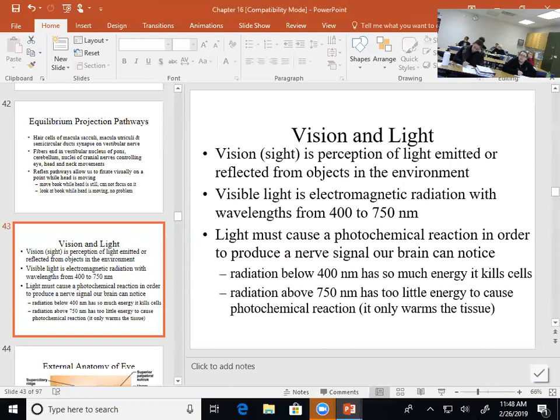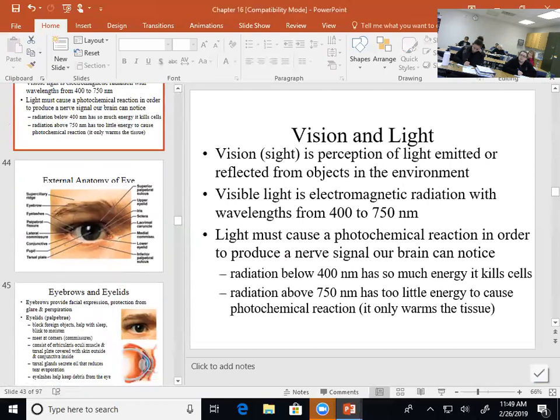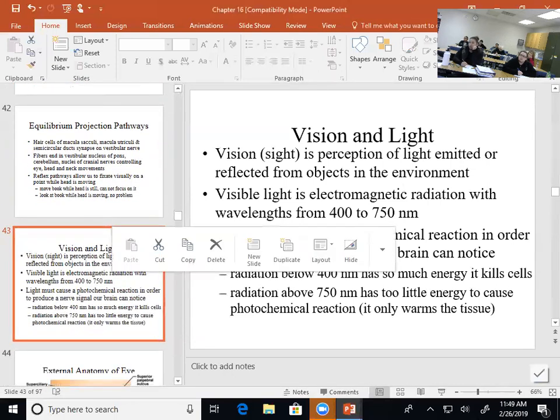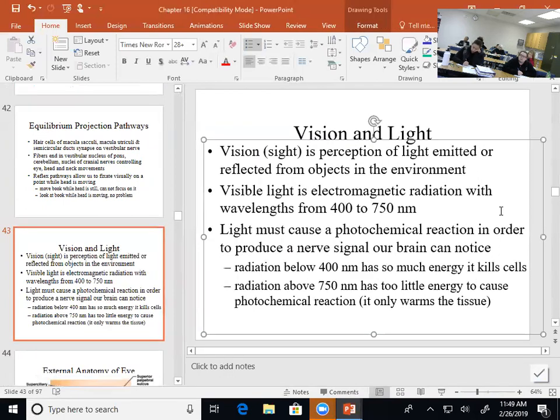The visible light spectrum is in your book. It is measured from roughly 400 nanometers to about 750 nanometers, though it's really just a little over 700. So wavelengths that measure within this range can innervate our photoreceptors. They're in the visible light spectrum.